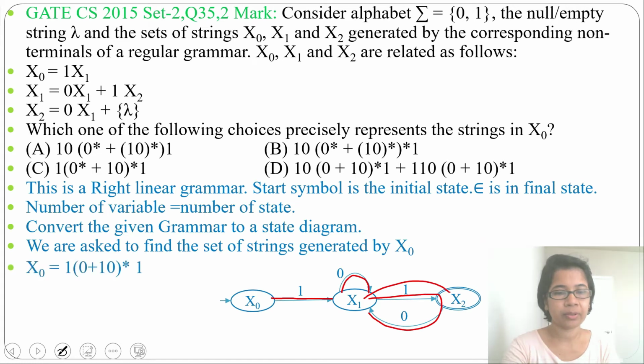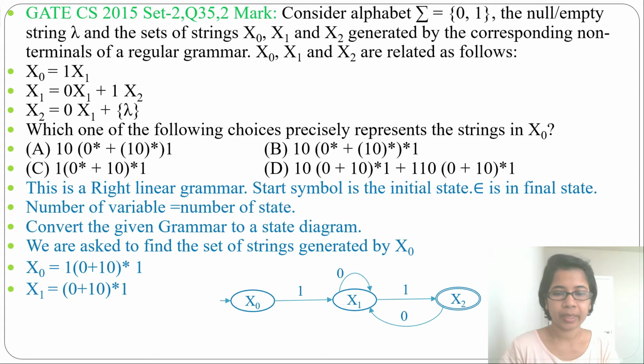So what will it be? It will be 1 for this one. Then for this 0. Then the 1, 0 loop: 1, 0 plus 1, 0 whole Kleene closure. It is a loop. Then by 1, you are reaching x2. Now for x1, it will be the 0 or 1, 0 loop. So 0 plus 1, 0 whole Kleene closure. Then 1. By 1 you are reaching x2.